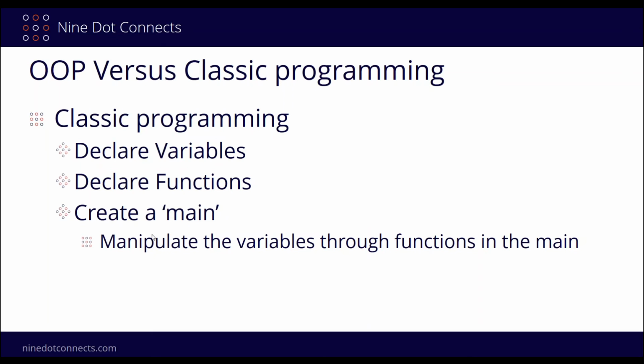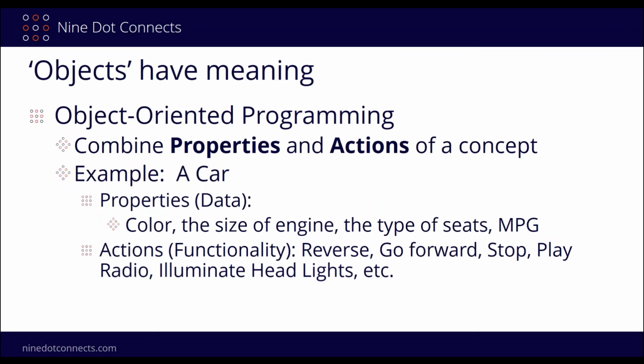So what is object-oriented programming? It is basically taking, instead of having the variables sit separately and their functions sit separately, you look at something from what it is and what it can do. So for example, if we take a car, or any other object for that matter, they have properties, which we'll call data, like the color, the size of the engine, the type of seats, the miles per gallon, and so forth. And then there's also actions, which are the functionality of the car. Like we expect the car to be able to go reverse, or to go forward, or to stop, or to play the radio, and so on and so forth.